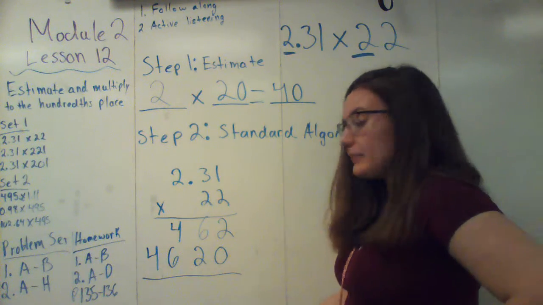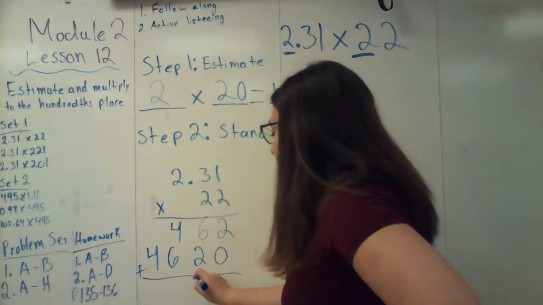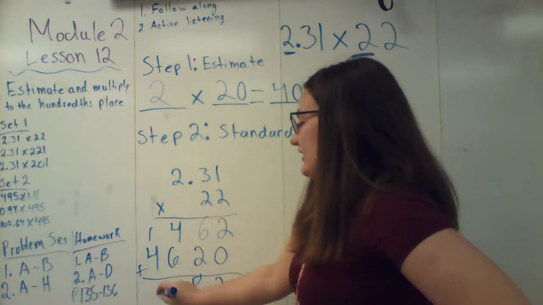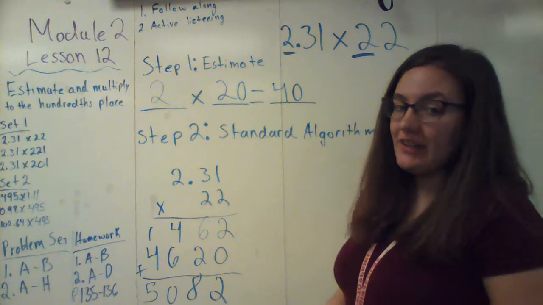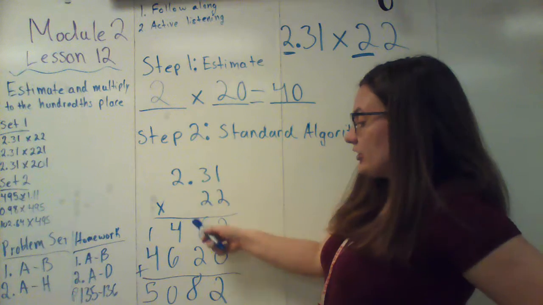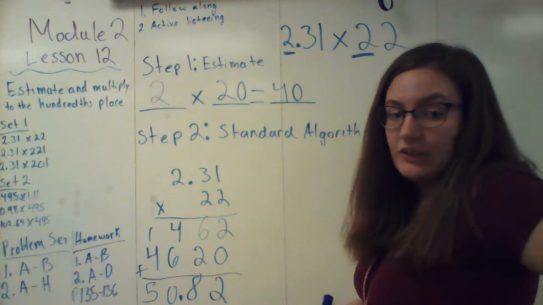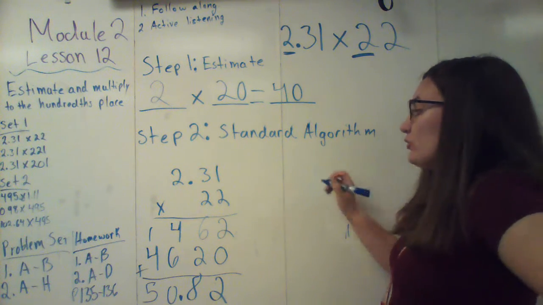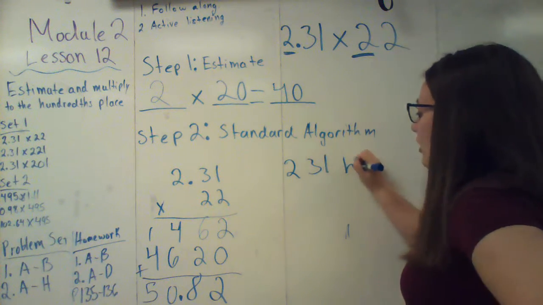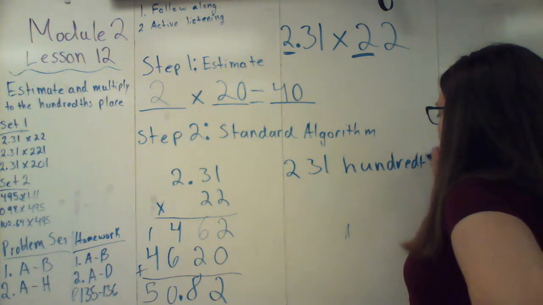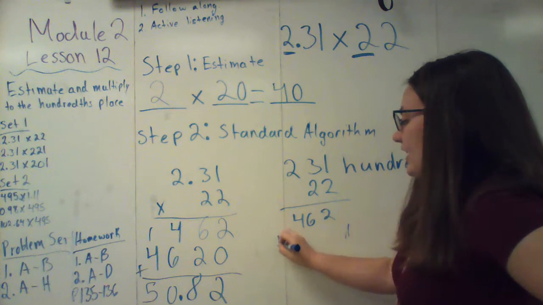I can now add up everything. I have 2 plus 0, which is 2. 6 plus 2, which is 8. 4 plus 6, which is 10. And then 1 plus 4, which is 5. Remember, your answer is not 5,082. I have to make sure my decimal comes down, and I get an answer of 50 and 82 hundredths. If it helps you, you can still write your standard algorithms like this, where I do 231 hundredths, and then you multiply everything. So I'm just going to write this on here real fast.